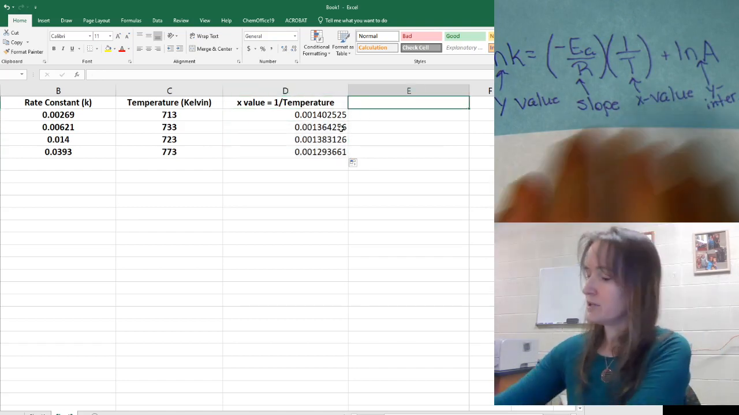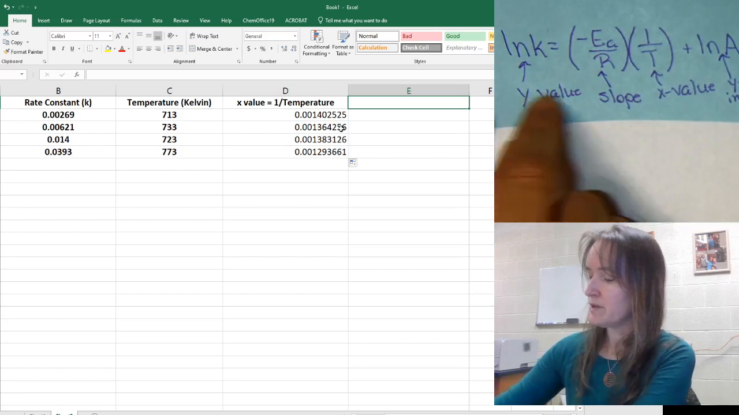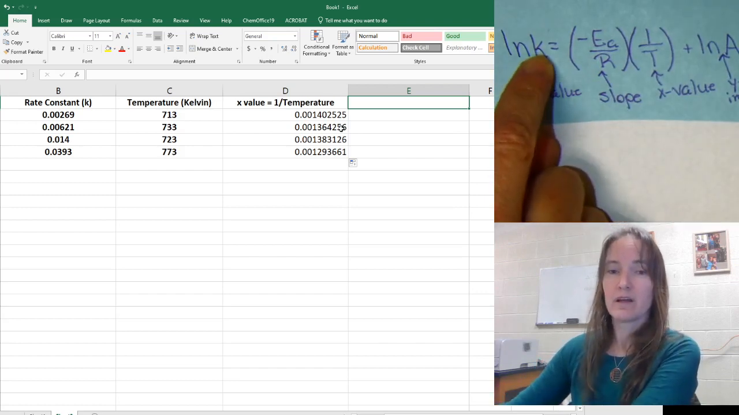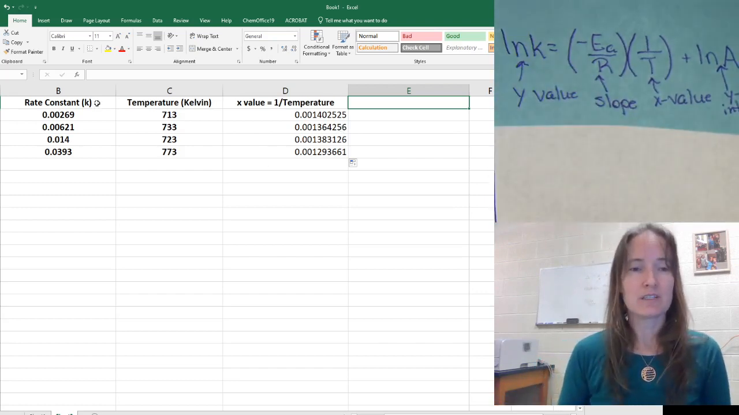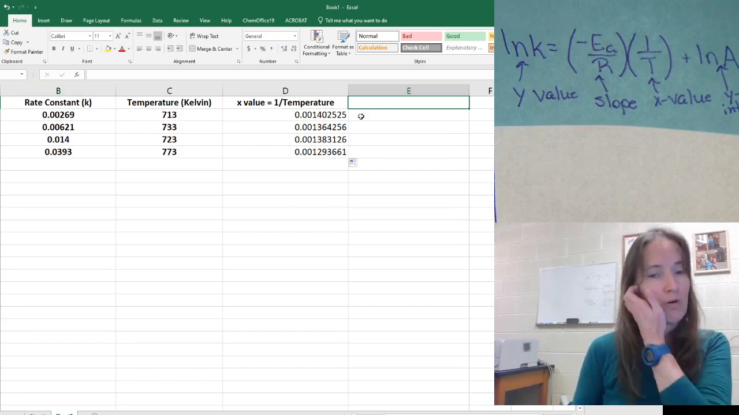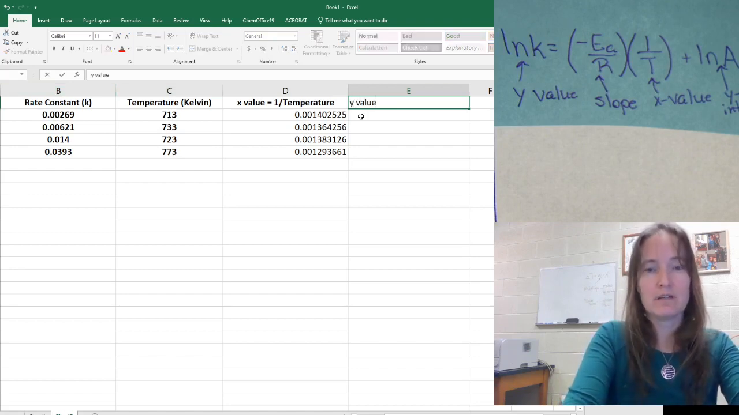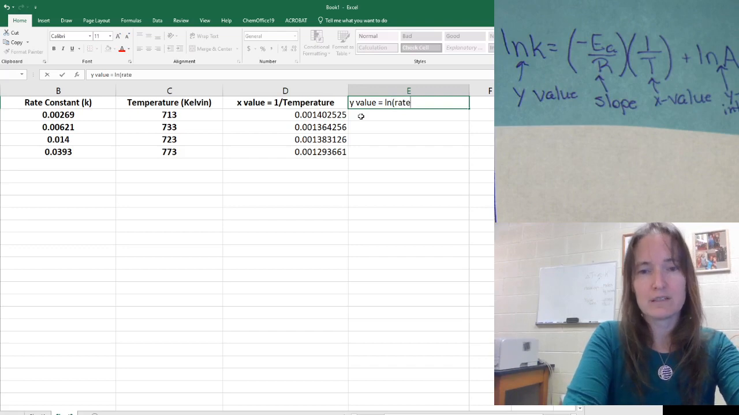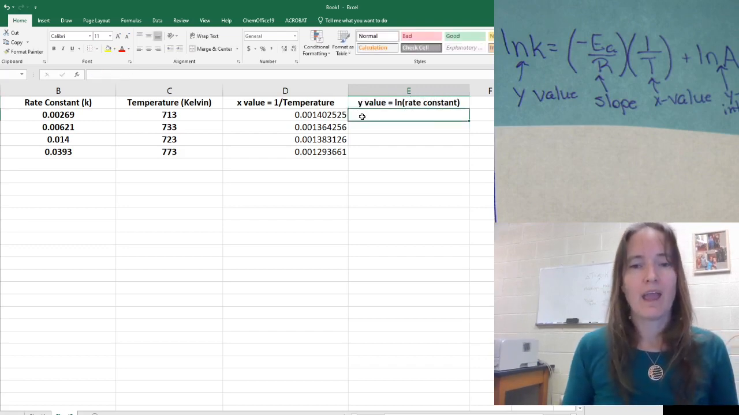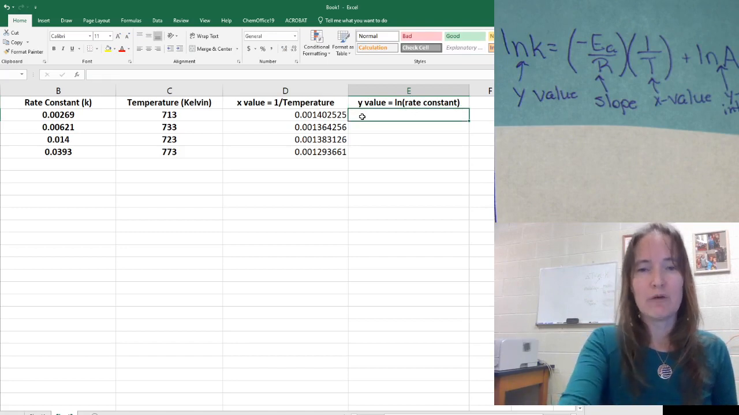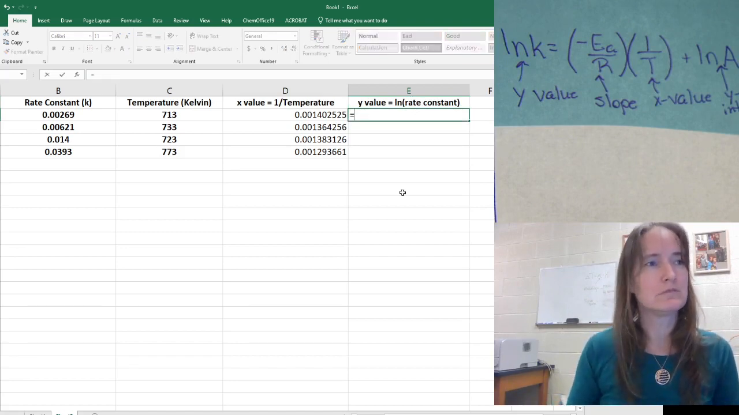Now the Y value, I want the Y value to be the natural log of k. And what I have is just the rate constant, not K Kelvin, but k rate constant. So what I want the Y value to be is the ln of the rate constant. So in this cell, I want it to equal, make it a little bit bigger so you can see it better.